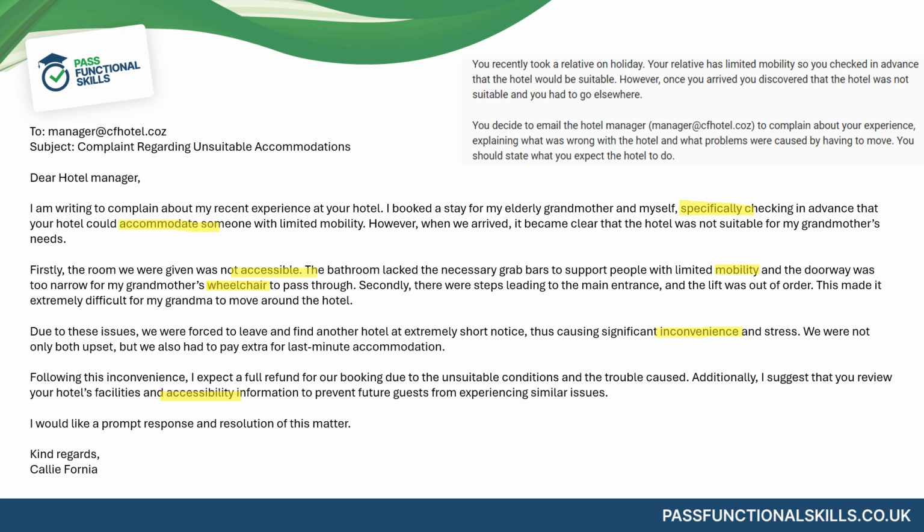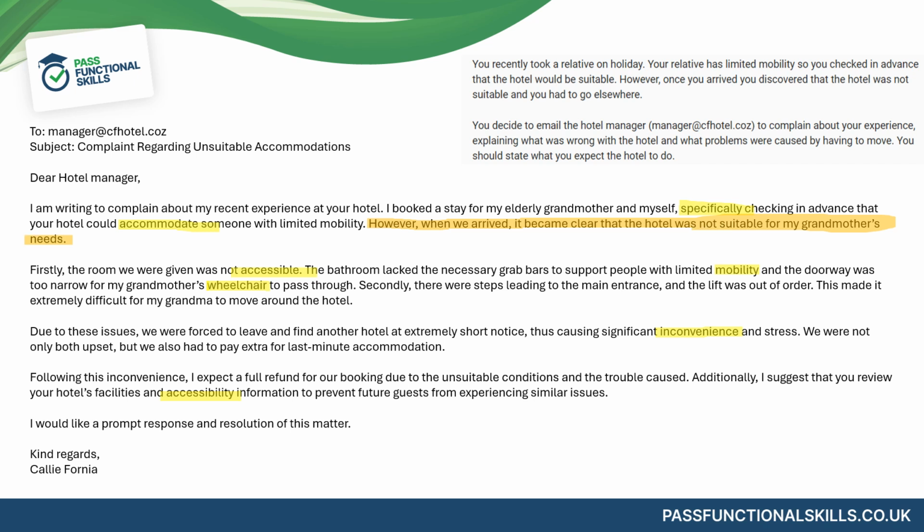Next, thinking about punctuation. Remember, again, our punctuation needs to be varied and accurate throughout. So just to start off, we've got capital letters and full stops where they should be. Then in terms of our more complex punctuation, we've got commas that are used really well and accurately throughout. To give you an example, we've got this sentence. However, when we arrived, it became clear that the hotel was not suitable for my grandmother's needs.